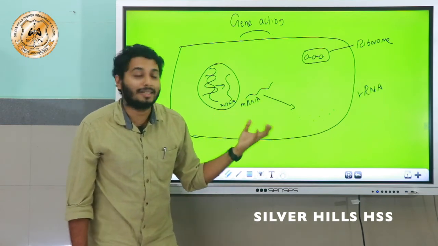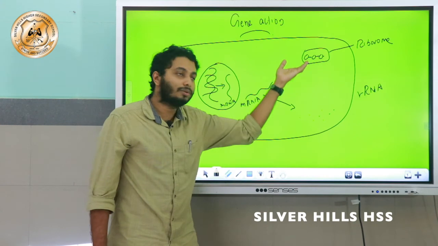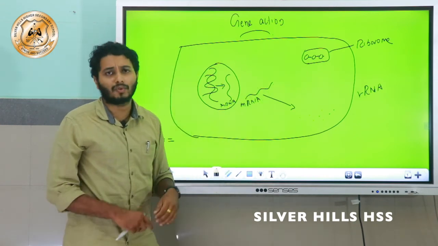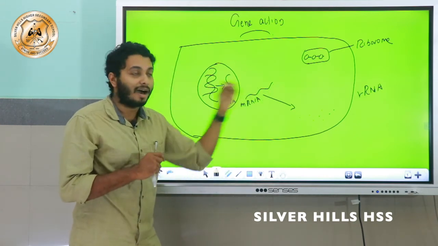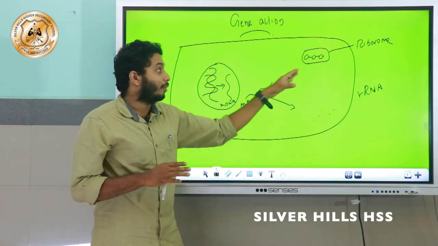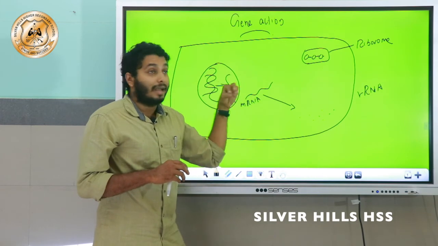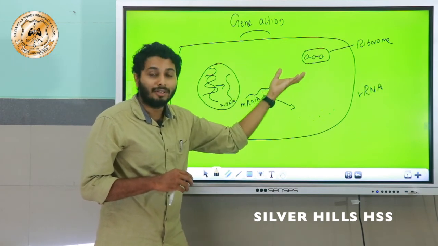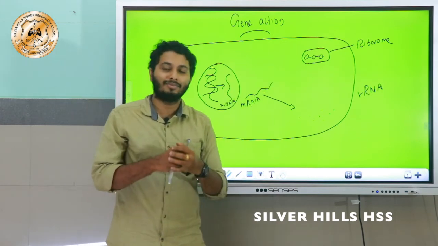Another RNA called tRNA transports this amino acid into the ribosome. Inside the ribosome, there is another RNA called rRNA, which is ribosomal RNA. With the help of the ribosomal RNA, amino acids are sequenced, which leads to the formation of the protein. This process is called gene action.